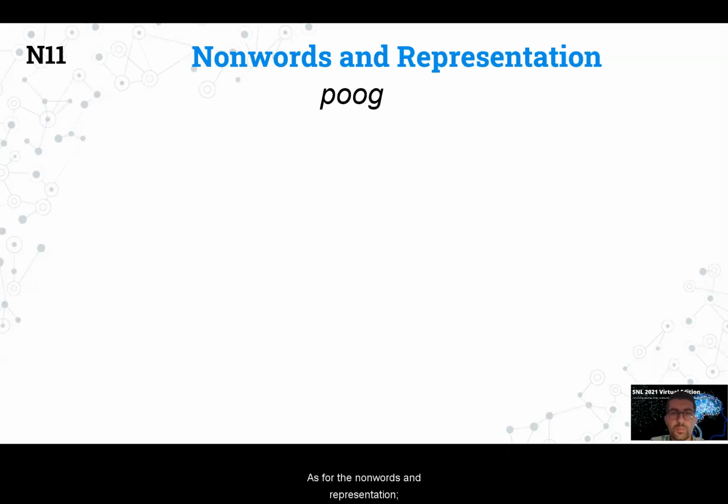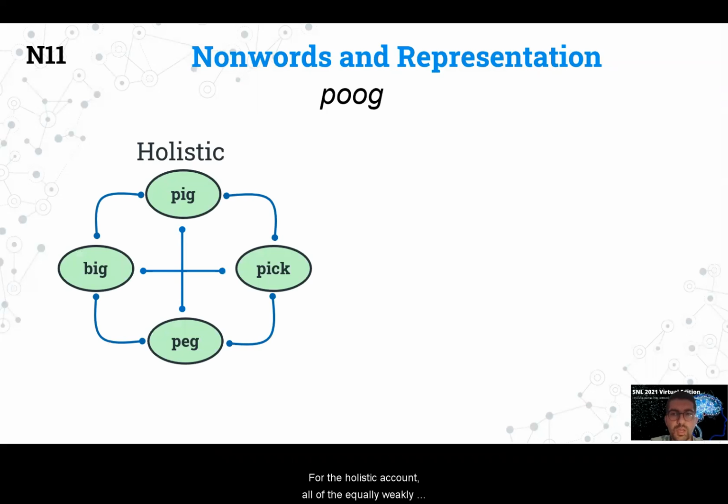As for non-words and representation, there are all kinds of results showing that lexical similarity influences processing of non-words. With this in mind, when we hear a phonotactically legal non-word like pug, for the holistic account, all of the equally weak candidates simply cancel one another out, and there is no activation. Therefore, the ability to report pug ultimately relies on factors outside of the lexicon.